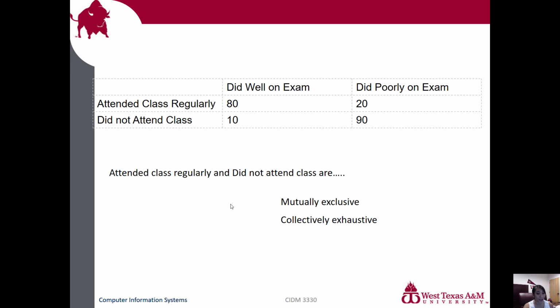And they're both collectively exhaustive because if I add up these totals here for both students who attended class regularly and did not attend class regularly, that makes up my entire sample space.